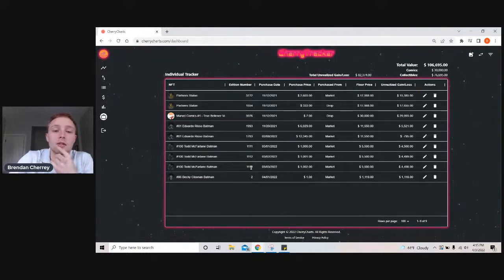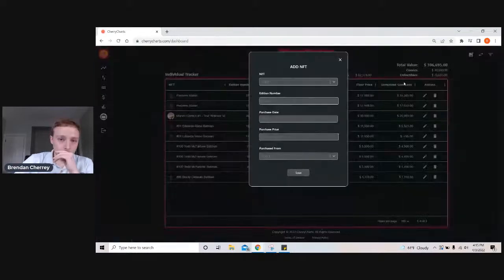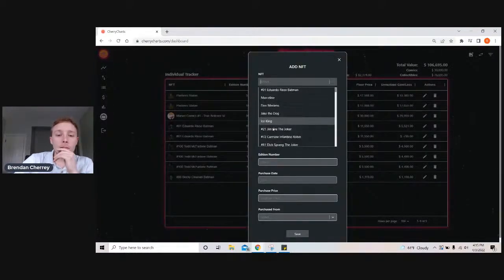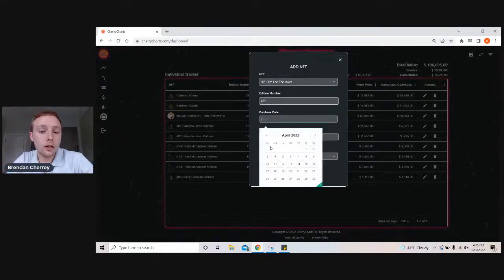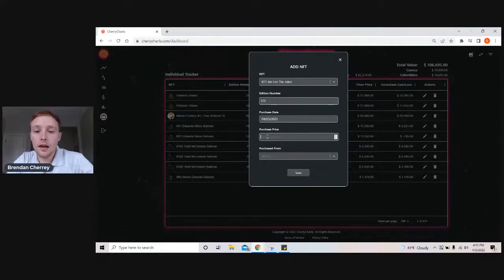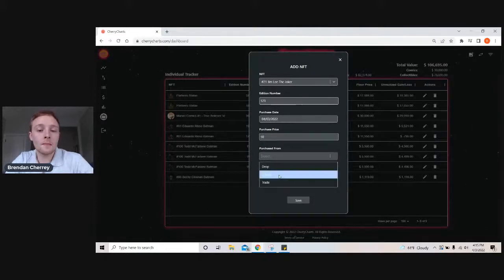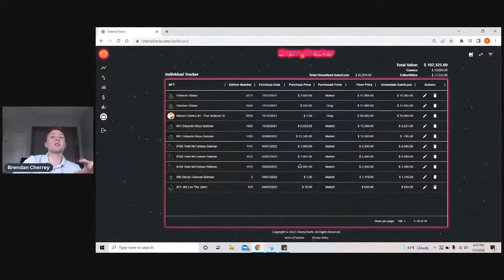So really easy. By the way, none of this is right if you take a look at the mint numbers, this is just a demo to show people how it works. But if you want to add something, just go ahead and add Jim Lee Joker edition 1, 2, 3, when you purchased it, let's say we bought it today, and say we got a really good deal off the market. This is going to save all the information in one central location for you. Again, all the sorting options that you would typically have.